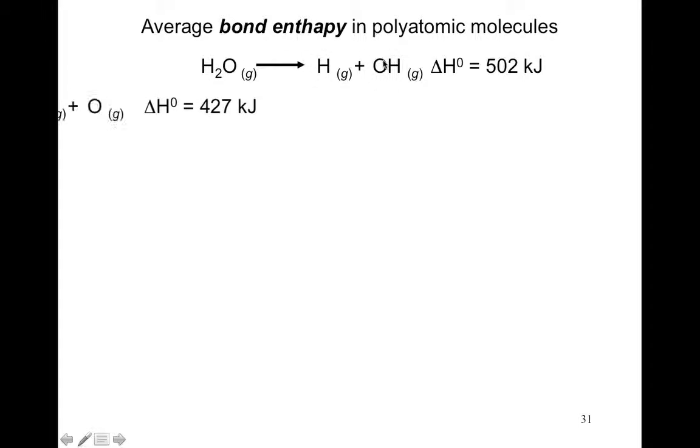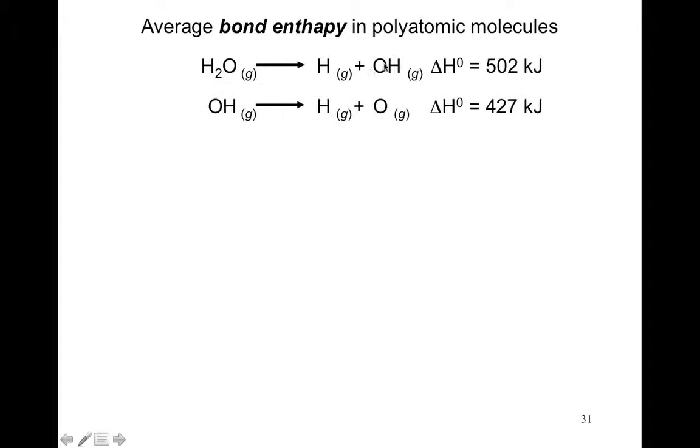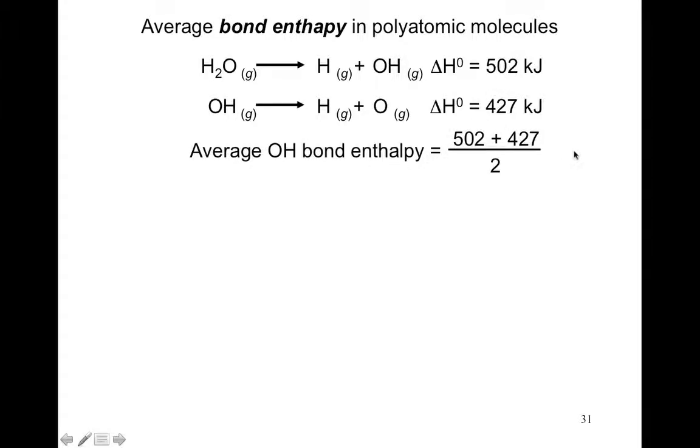Average bond enthalpy in polyatomic molecules is really not too bad. You look at water, gas, and you say, okay, if we were to break that into individual atoms, our first step would be to break hydrogen and an OH group. Our second step would be to take that OH group and break it into hydrogen and oxygen. And if we can get the delta H for each individual step, then you just find the average. It really is just as easy as that. Add the 2 and divide by 2. That's average bond enthalpy. 464 kilojoules.